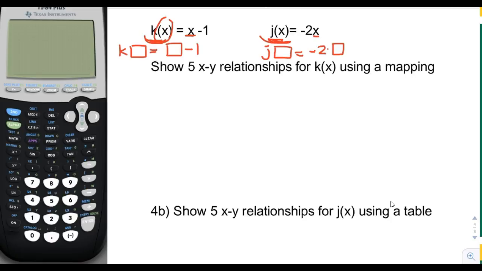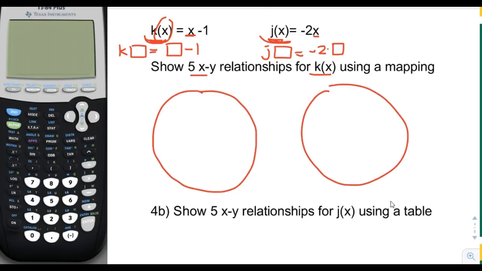So first we're going to talk about the relationship that k and j are defining. So I want you to show 5 xy relationships for k of x using a mapping. And if you remember, a mapping diagram looks like this. It's got two blobs, circles, or ovals, and you're going to define relationships between a domain and a range, and the x's are going to be here, and the y's are going to be over here.